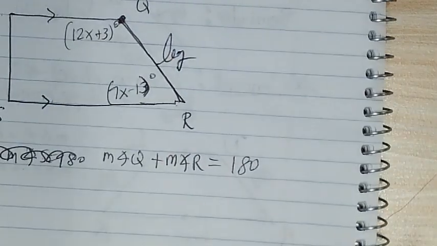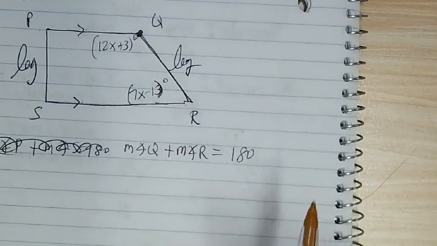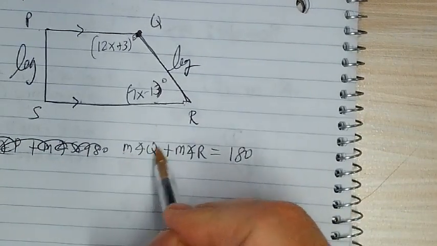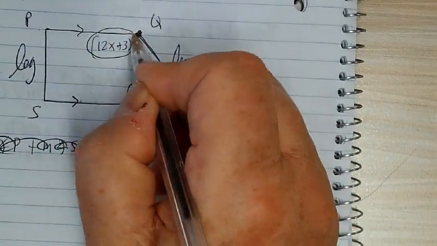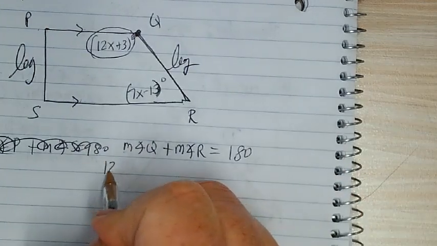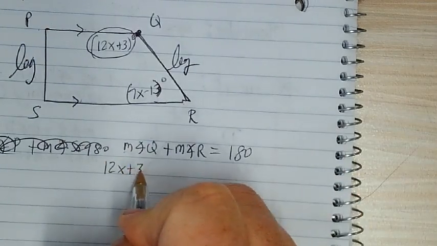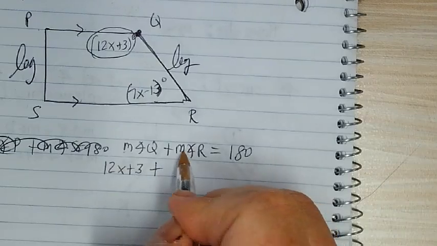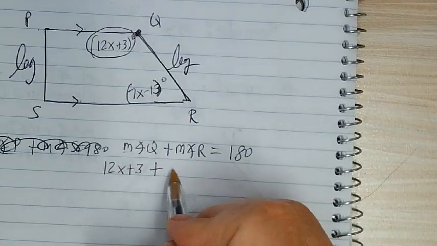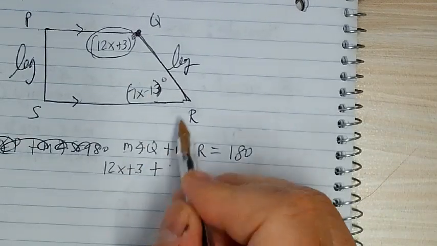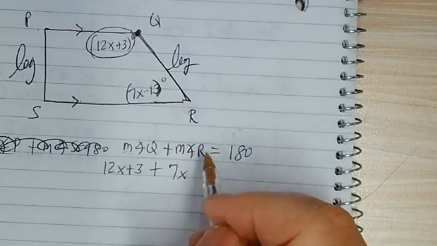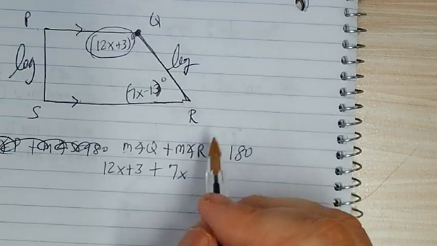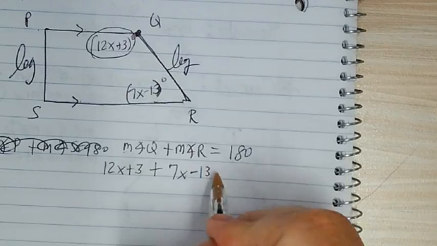It's that value right here. That's 12x plus 3 plus the measure of angle R, which is what? 7x. Is it plus 13 or minus 13? Minus 13. And what does that equal? A lot of you did that, but if you didn't, any questions with that?